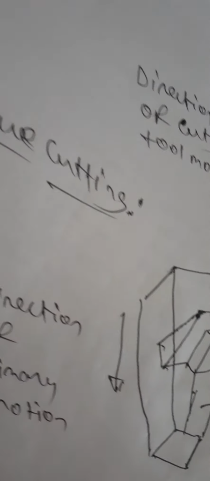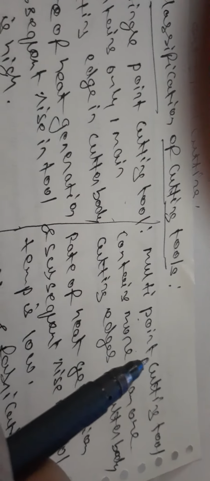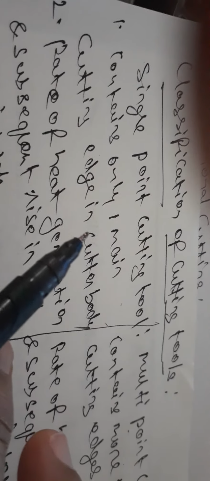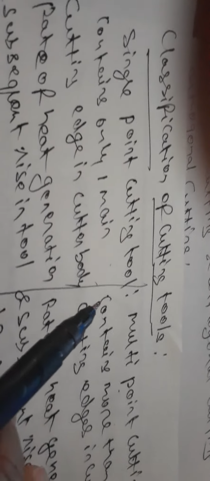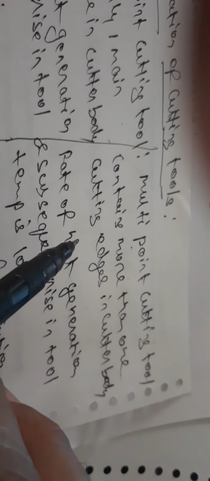So next we'll be discussing the classification of cutting tools. You all can see the classification of cutting tools here: single point cutting tool and multi-point cutting tool. A single point cutting tool contains only one main cutting edge in a cutter body, and a multi-point cutting tool contains more than one cutting edge in a cutter body.